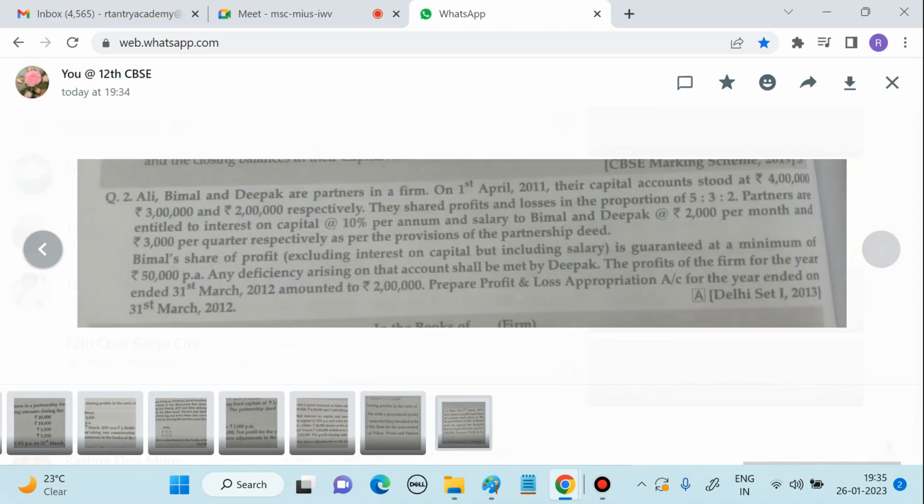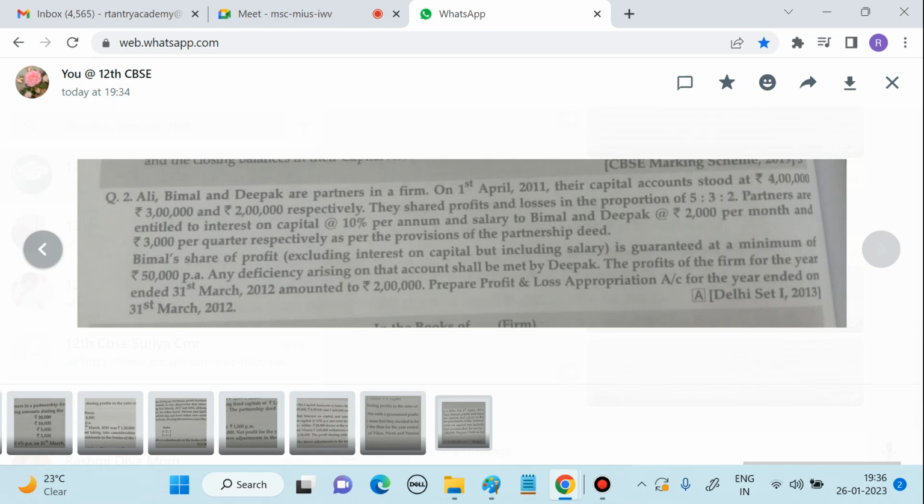is this one. This is also a Delhi set 1 question of 2013. This is also a big question where Ali, Bimal and Deepak are partners in a firm. On 1st April 2011, the capital accounts stood at 4 lakh, 3 lakh, 2 lakh. So this is the capital balance at the beginning of this year. They share profits and losses in the proportion of 5:3:2. So that is the profit sharing ratio. Partners are entitled to interest on capital at 10% per annum.